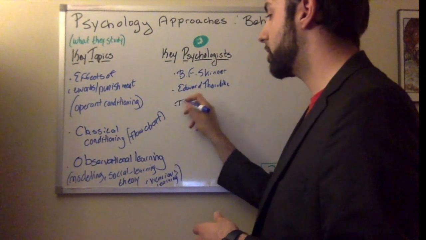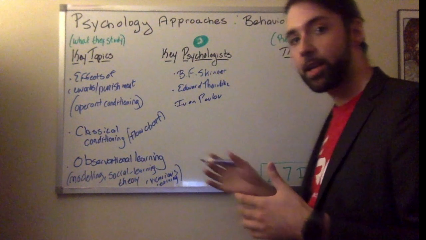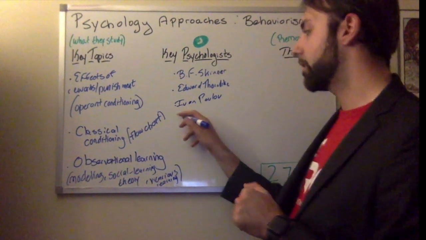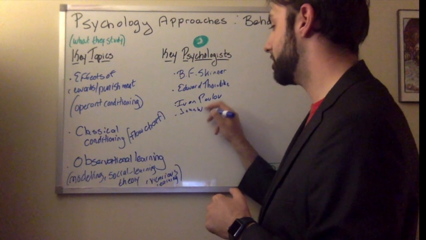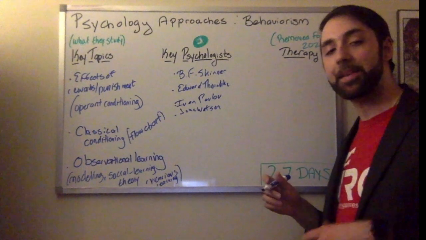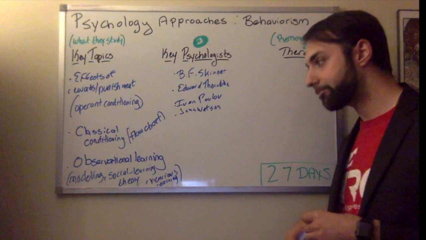For classical conditioning, we have our friend Ivan Pavlov with the Pavlov dog study. He was the individual that first discovered the classical conditioning concept accidentally. Our friend John Watson conducted the Baby Albert study, which showed that classical conditioning could in fact happen with humans.